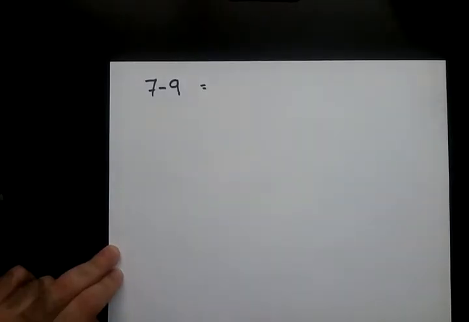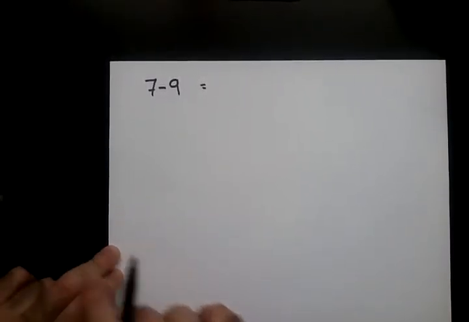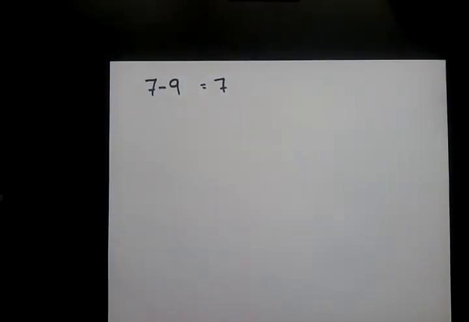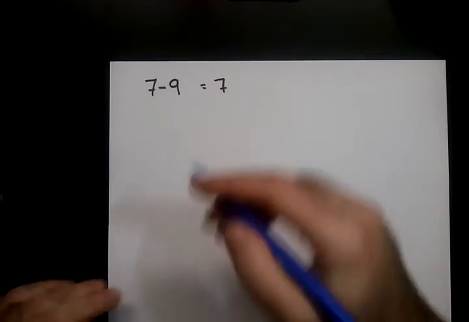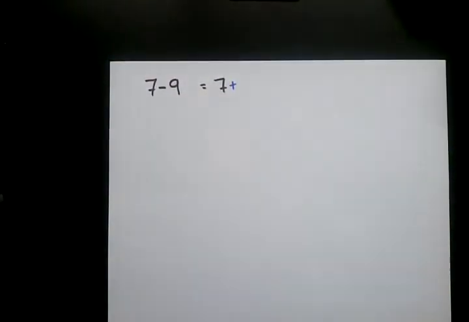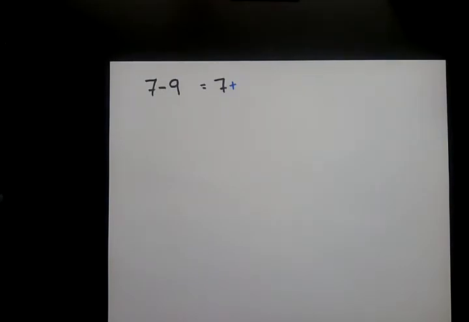We don't have rules for subtraction. We have rules for addition. So our job is to convert subtraction into addition. And the way you do this is very simple. To convert a subtraction problem into an addition problem, you first change the subtraction into an addition, and then you take the opposite of the second number.